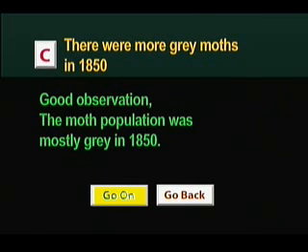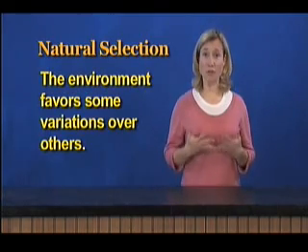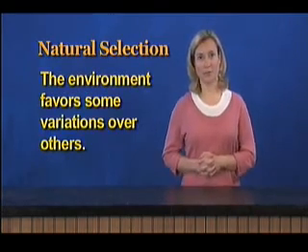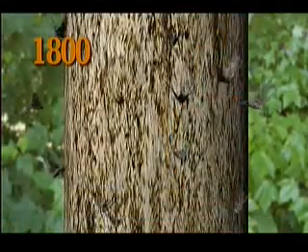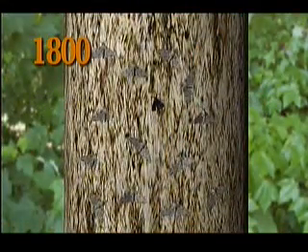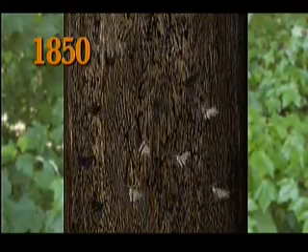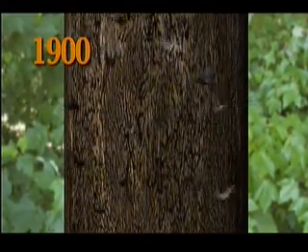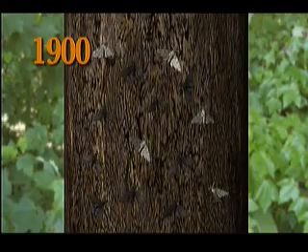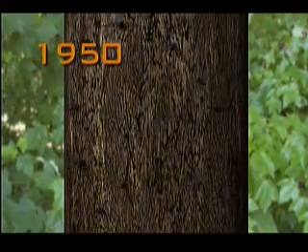Good observation. The moth population was mostly gray in 1850. Natural selection is the idea that the environment favors some variations over others. Once the trees turned dark, black moths were more likely to survive and reproduce. Over many generations, black moths went from being rare, 1 in 1,000, to being more than 90% of the population.